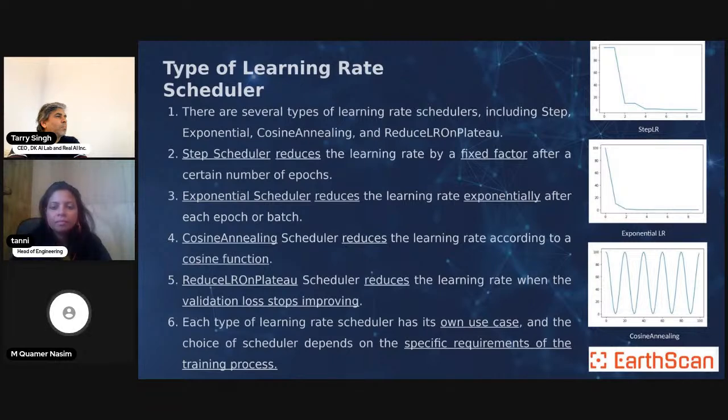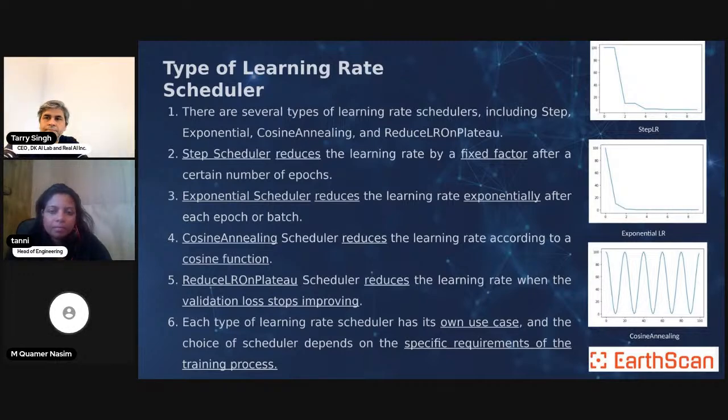on plateau. So this particular image that you see is for a step scheduler, and it reduces the learning rate by a fixed factor. So let's say that you have set a fixed number of epochs at 10. After each 10 epochs, it's going to decrease the learning rate with a fixed factor, whatever you have defined.